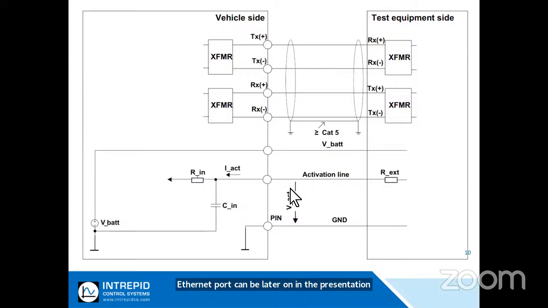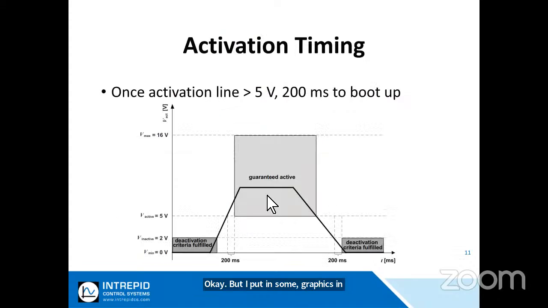I put in some graphics here that show how the wiring would go, but the key thing here is that there is a specification on the activation time. So when I bring the voltage up, once it comes above 5 volts, I get 200 milliseconds.